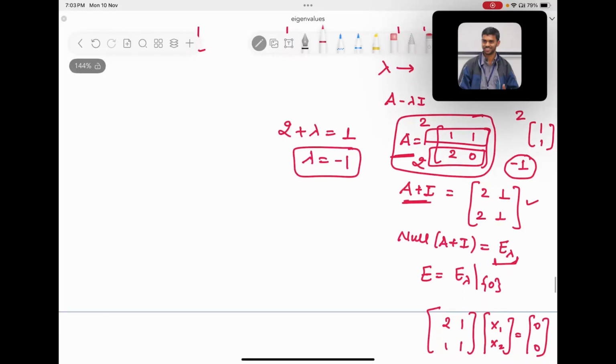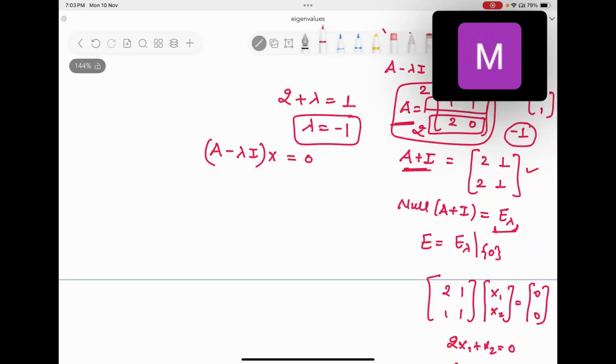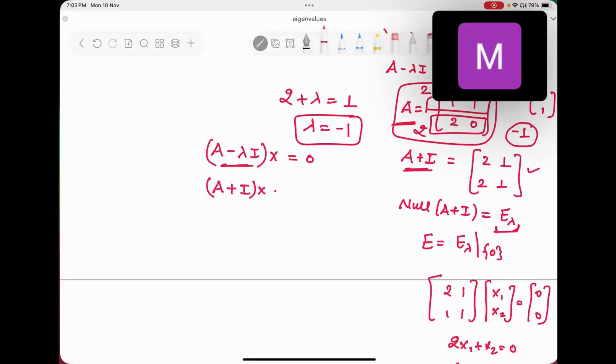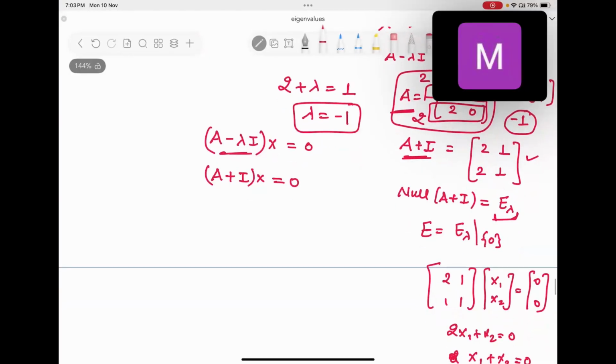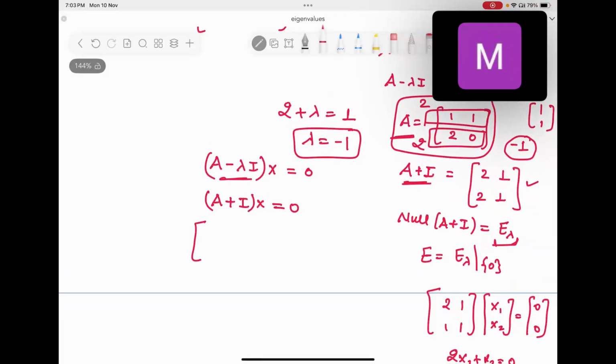Right. Now, how will you calculate the eigenvector corresponding to this? You just calculate A minus lambda I. So we want to calculate x such that this has to be equal to 0. So just calculate A minus lambda I. So lambda is -1, so A plus I. So A plus I x equals 0. Now what is A plus I? So A is this 1 1 2 0. So A plus I will be 2 1 2 1.